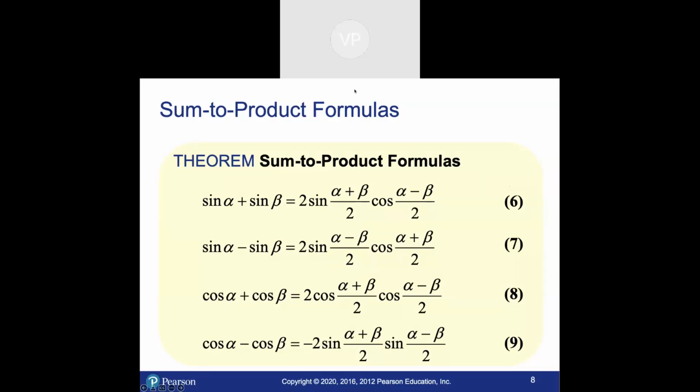Okay, so that being said, here's again, adding two sines, subtracting two sines, doesn't matter what the angles are, adding two cosines, subtracting two cosines. And why I say don't bother memorizing them is you look at all four of these, they all look almost the same. They're very similar. They're just slight variations, and it's very easy to swap one for the other by accident.